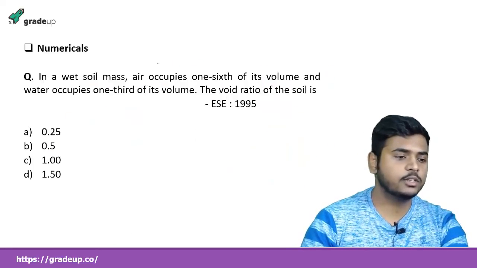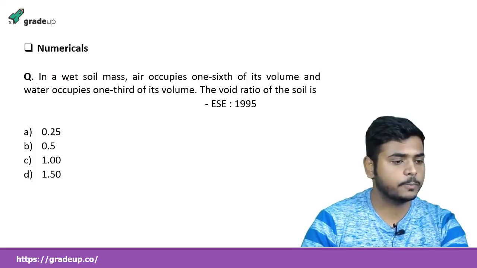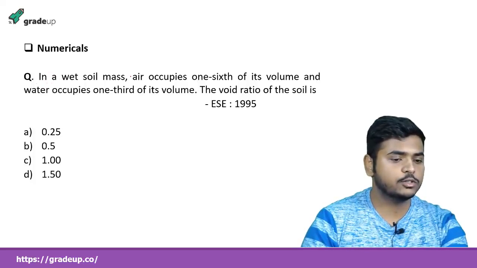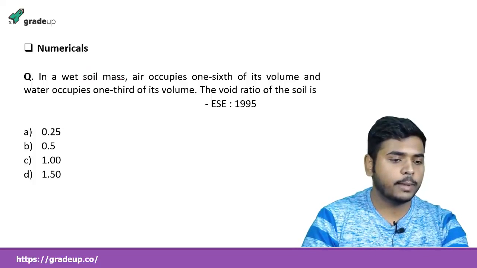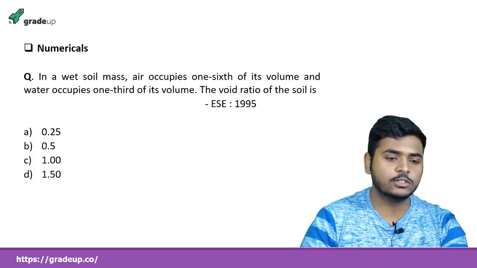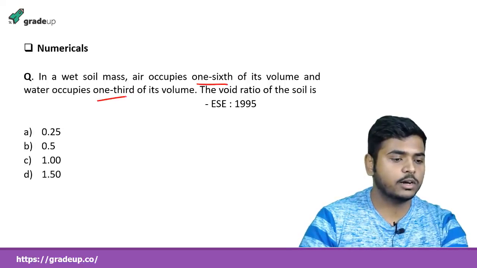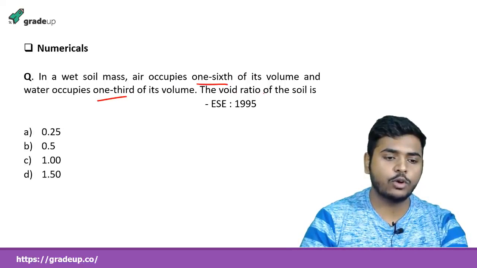Now coming to the basic numericals so that we can clear our concepts. The first question. This question was asked in ESE in 1995. In a wet soil mass, air occupies 1/6 of its volume and the water occupies 1/3 of its volume. We have to find the void ratio of the soil.